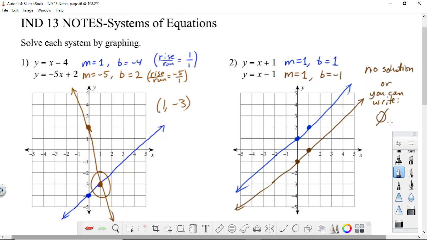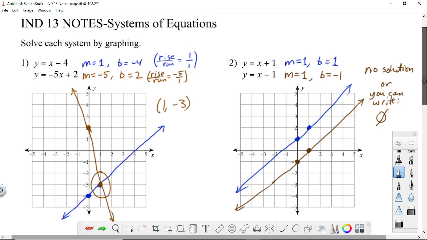Now, you may have noticed there was a clue right off. After we get this done, we can see it, and maybe you saw it before. The slope is the same, right? We had a slope of 1 for each of those. So that means they're parallel, okay, and they're not going to cross.